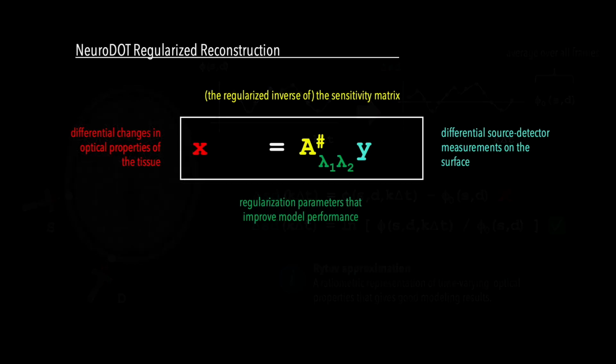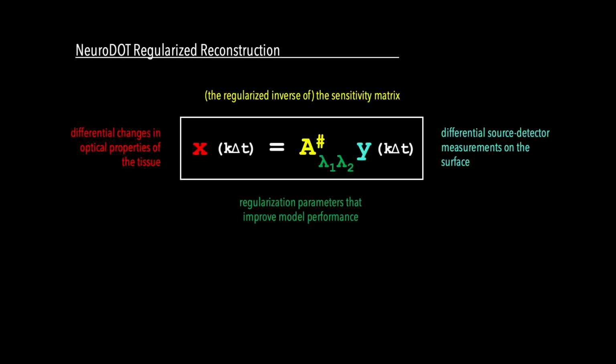What we now have is a regularized reconstruction that is repeatedly applied to each frame of data collected during the experiment. This allows us to compute differential changes in optical properties of the tissue in each frame, given differential source detector measurements from the surface. The sensitivity matrix and its inverse is only constructed once. What remains is to introduce the specific regularizations that are used.